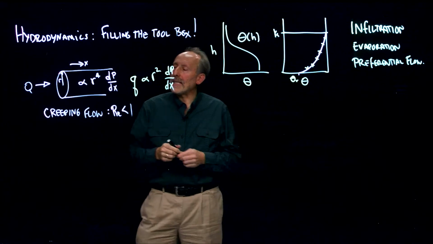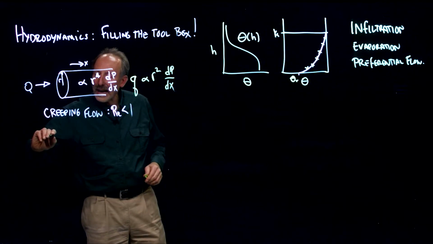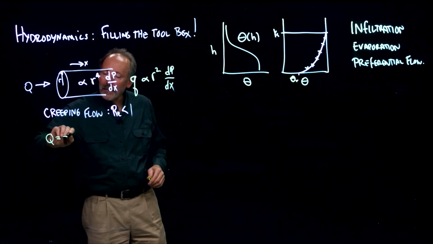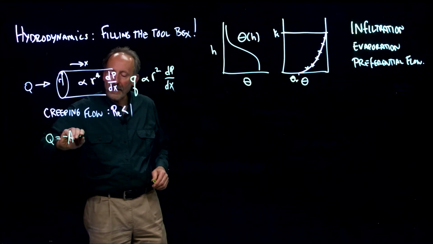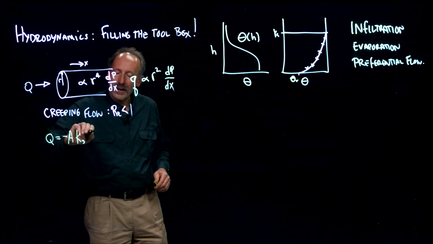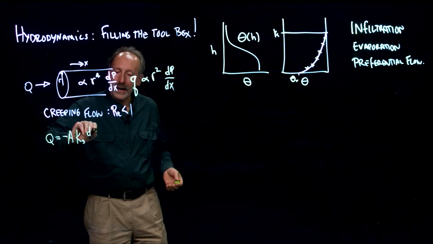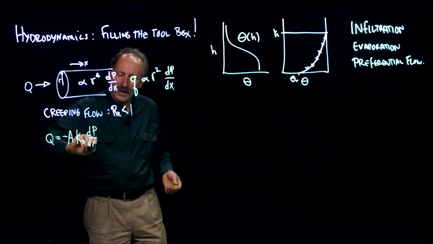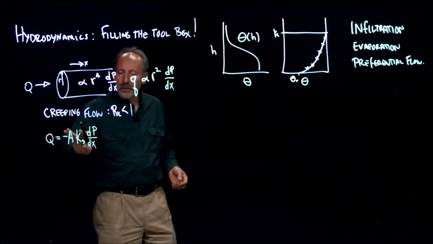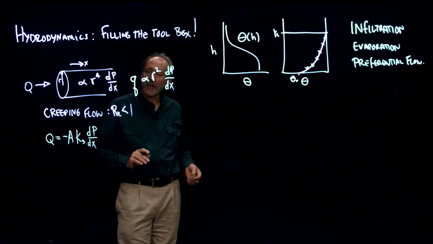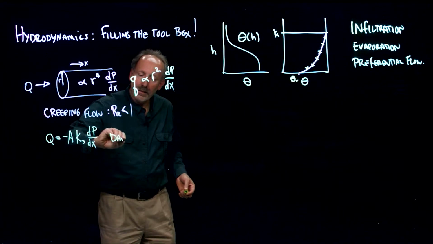And so out of this, we get exactly Darcy's law, which is the negative of the area times the saturated conductivity times the gradient in pressure, if you will. And then here we'd have a rho g h. Okay, so we get Darcy's law.